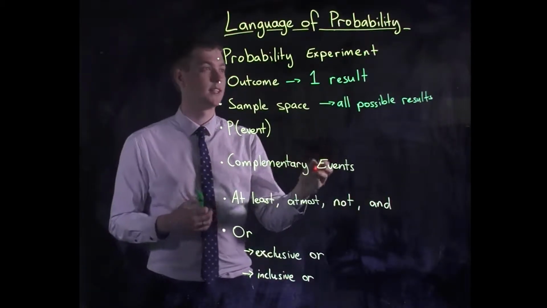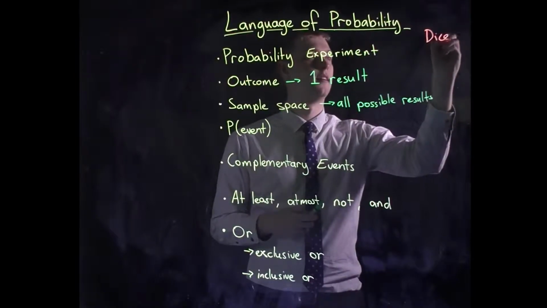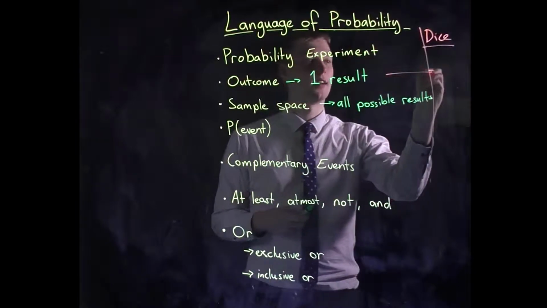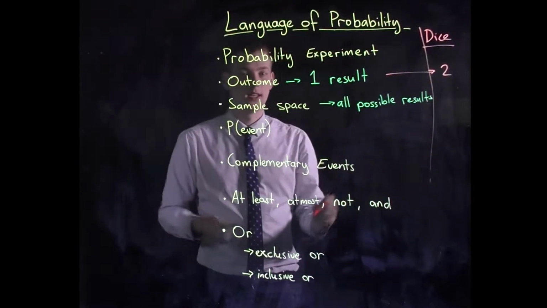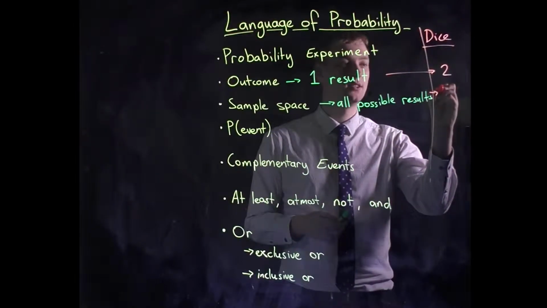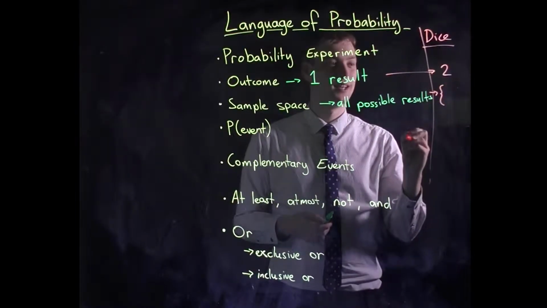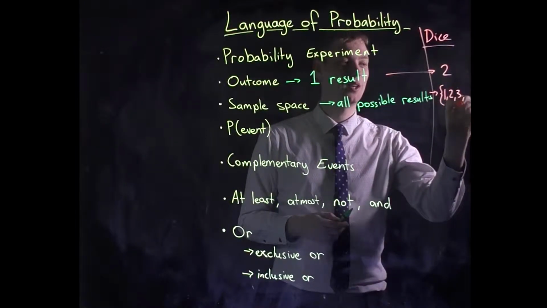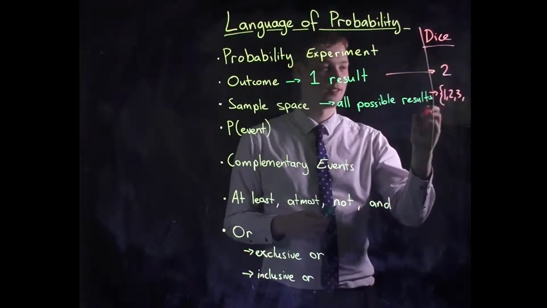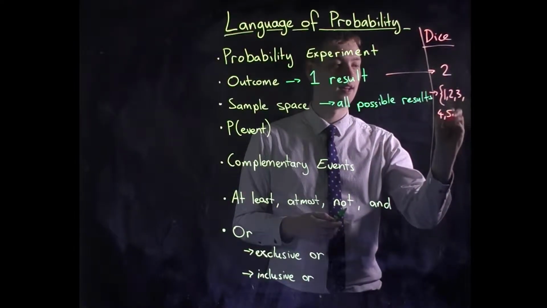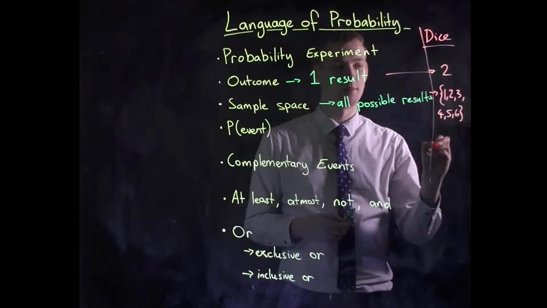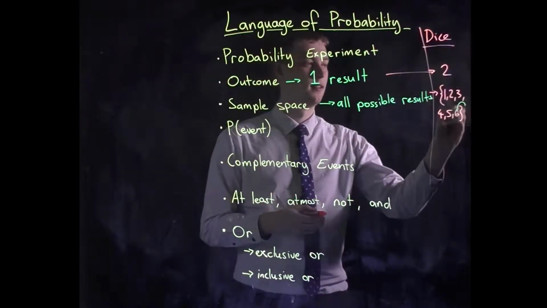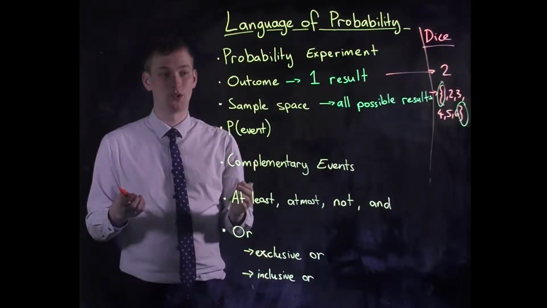Now, in the case of a dice, our outcome could just be a 2. For our sample space, we're going to use these squiggly brackets, the curly brackets, and we're going to write all possible outcomes. So 1, 2, 3. You would continue on one line, but I've run out of space, so we'll go to the next one, 4, 5, 6, and then we close our brackets. So that's our sample space, and we always want to write it using these brackets here. So that's something important to remember.